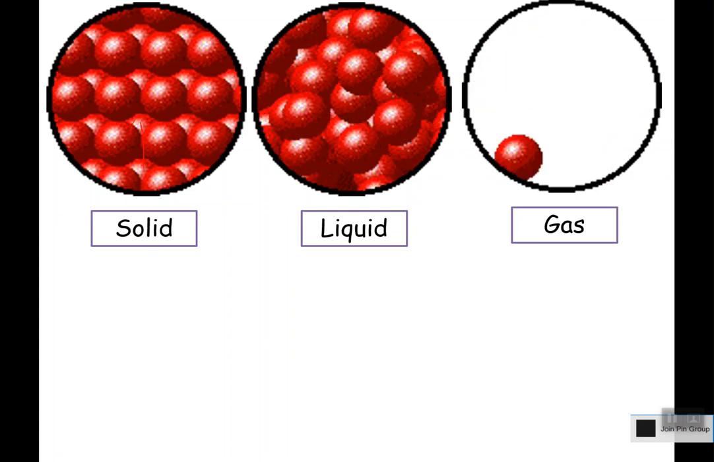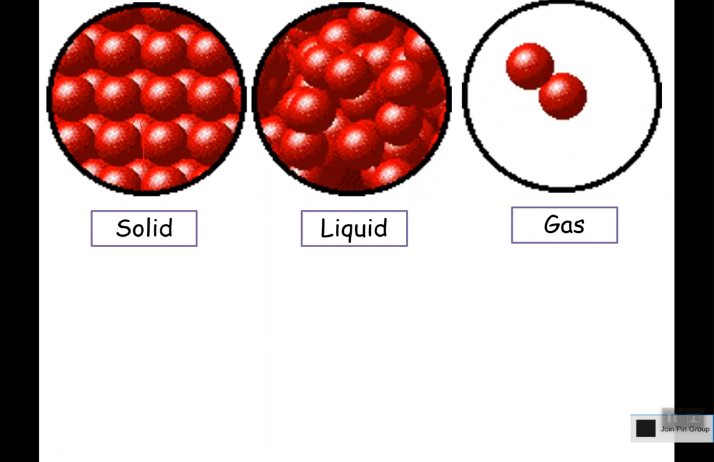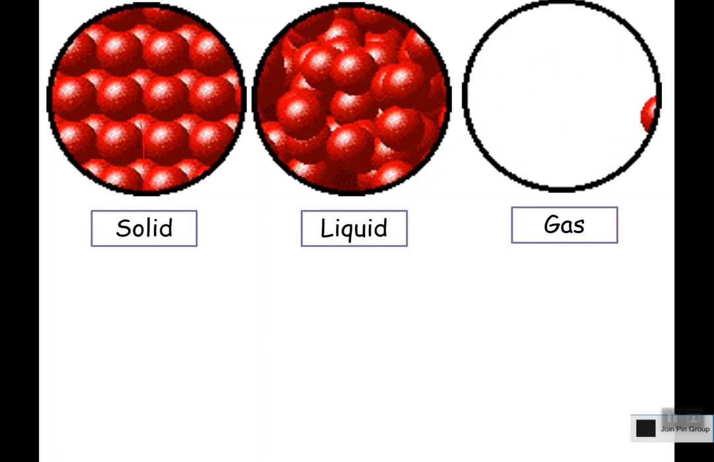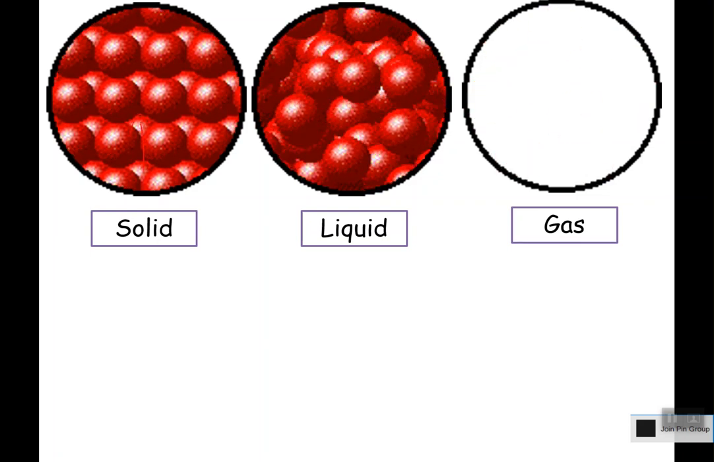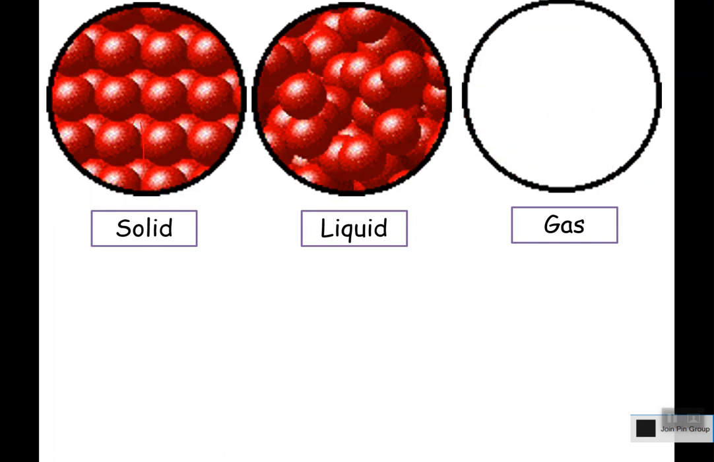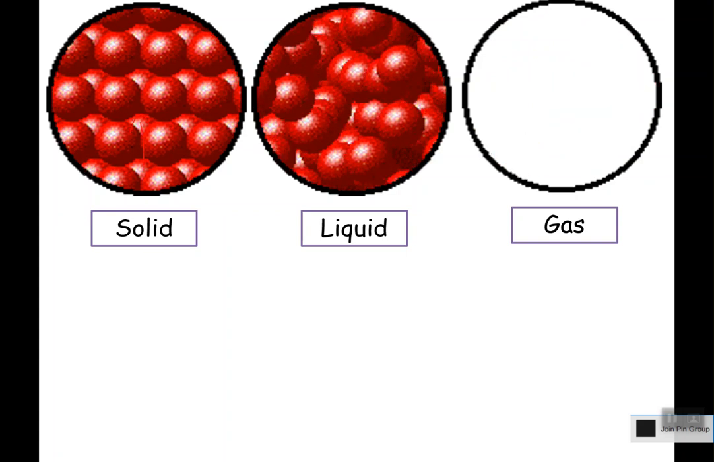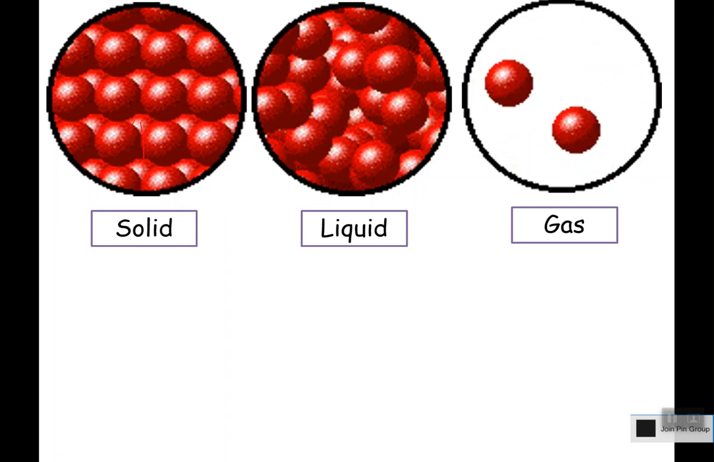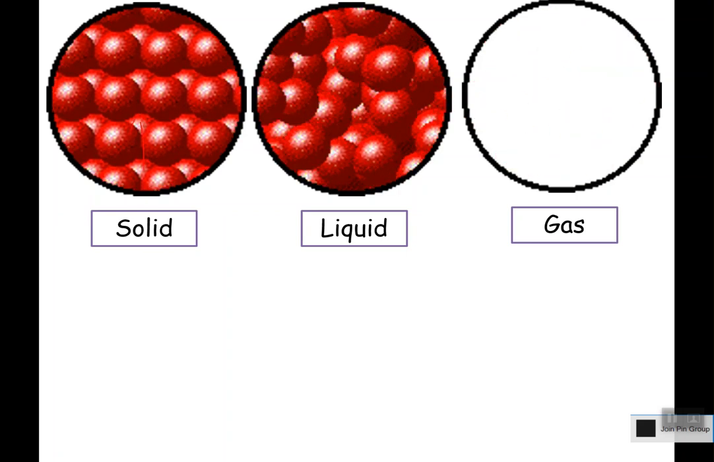The bonds between them are very weak, if not negligible. They don't really exist. And there's lots and lots of space between these particles. So the space gives rise to the fact that you can compress a gas, and these weak forces mean that gases can be poured and they will fill the shape of the container they're in.